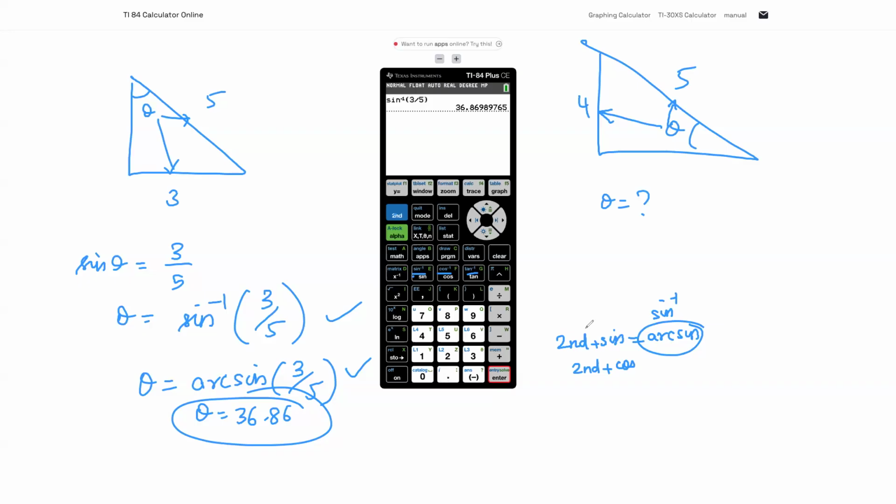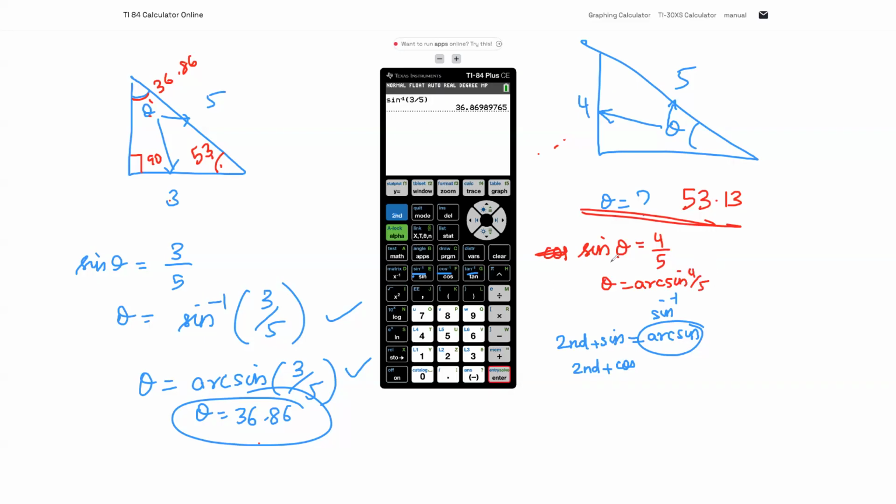What is the answer, ma'am? It's around 53.13. Correct. Because I gave you the same triangle here. This theta, we got it as 36.86. This is 90 degrees. So another way of checking this was that this and this should add to 90 degrees. So this one was 53 point something. So that's right. So here you should have written sine theta equal to 4 by 5, theta equal to arc sine of 4 by 5. Makes sense, guys?